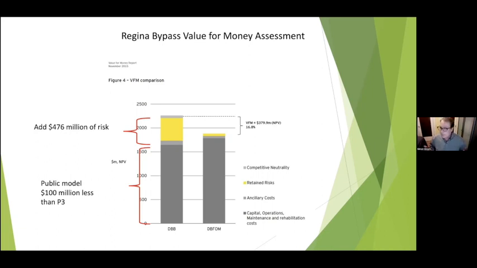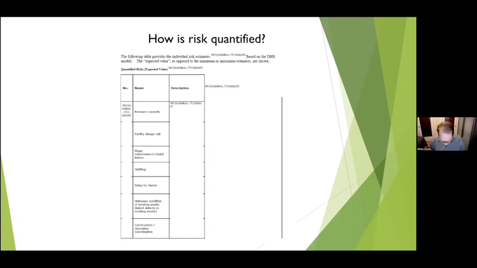So given how important risk is to the P3 model, they must have a very rigorous process of calculating how to reach this dollar amount, right? What kind of price should we put on risk? How do they come up with this specific cash figure? It must be a very, very rigorous process. So let's take a look at how the risk was calculated for the Regina wastewater plant. This is from Deloitte & Touche, their value for money report for the city of Regina.